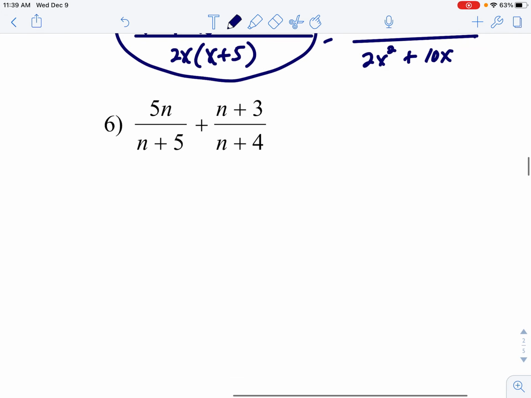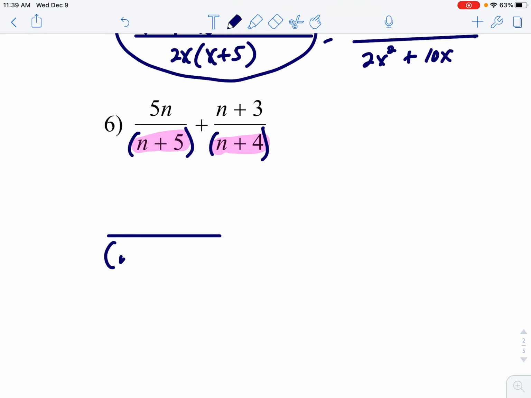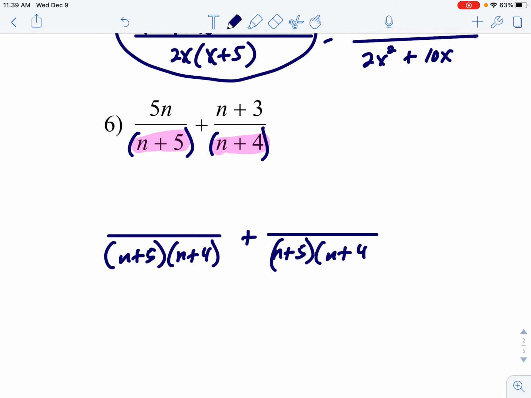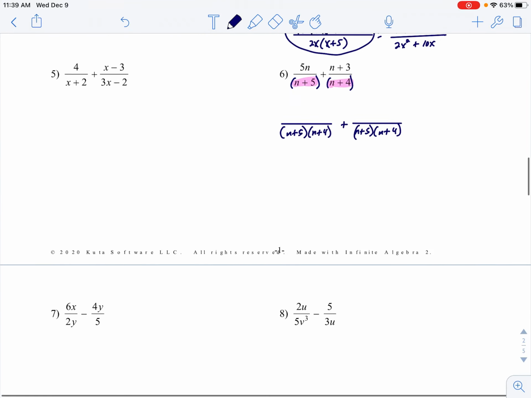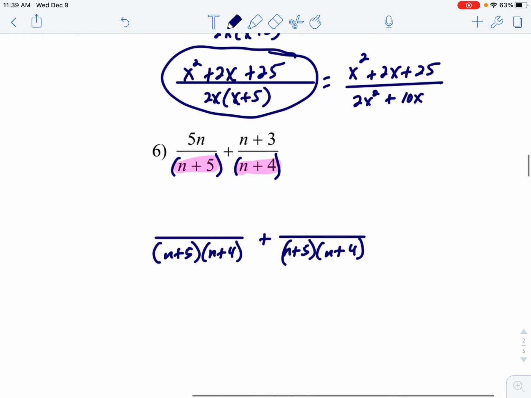Number 6. Well, the common denominator here, you can't factor either of those, so in a sense these are the factors. So my common denominator has to have n plus 5 and n plus 4 in it. N plus 5, n plus 4. Let's see. Okay, good.